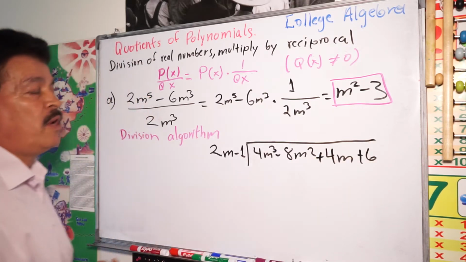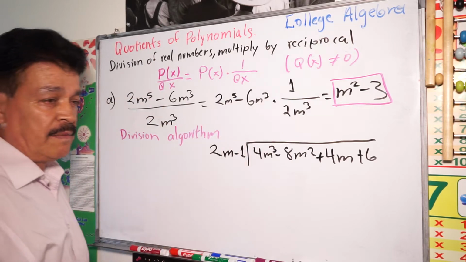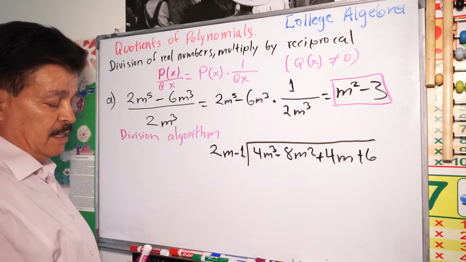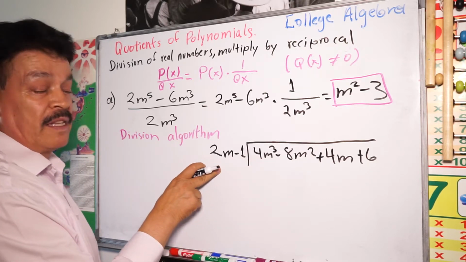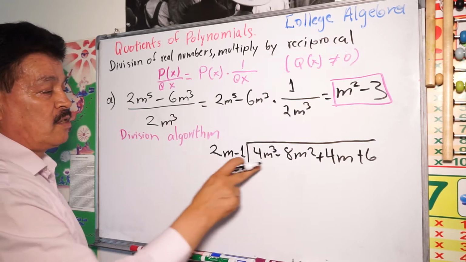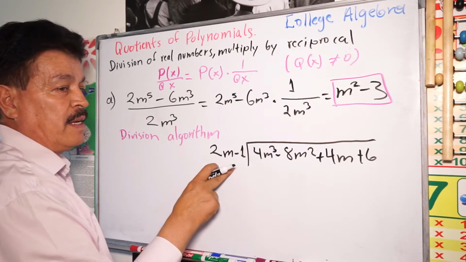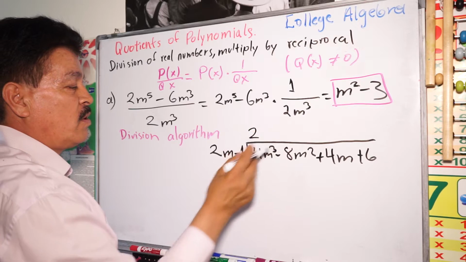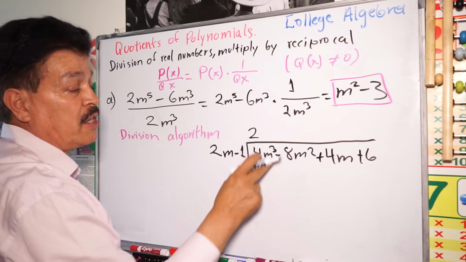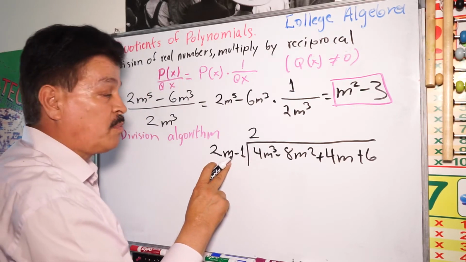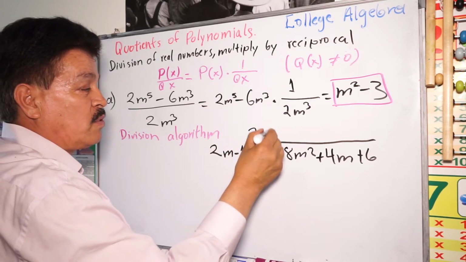Okay, let's try to divide these polynomials. What is the quotient of this division? The first step is to divide the first term by the first term. So 4m to the third power divided by 2m: 4 divided by 2 is 2, and m to the third power divided by m to the first power. Remember, when you divide, the exponents subtract. You're going to have m to the second power.